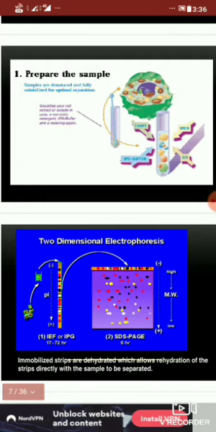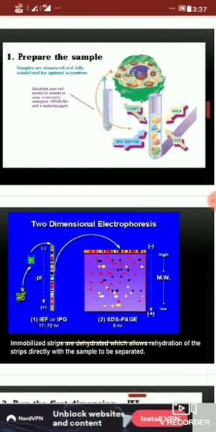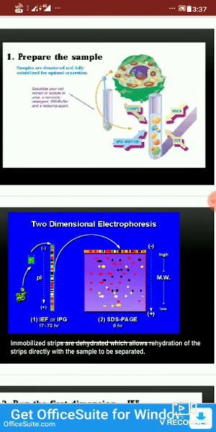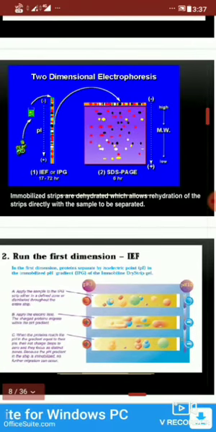The first step is preparation of sample. When I say preparation of sample, we are talking about isolating the protein sample from the cell, purifying the protein, and getting the correct sample with the correct pH and all that. So that is the sample preparation.